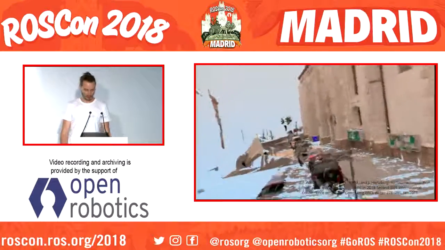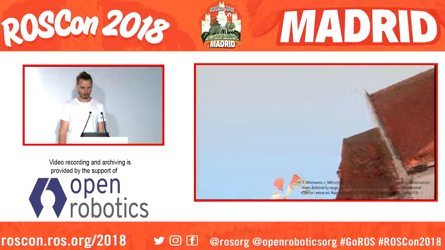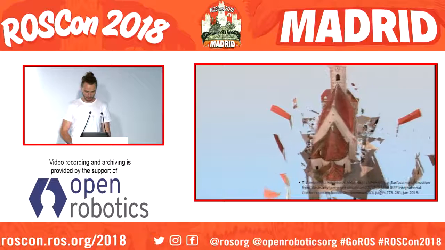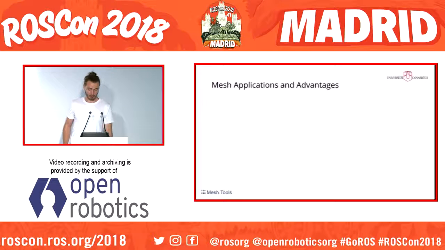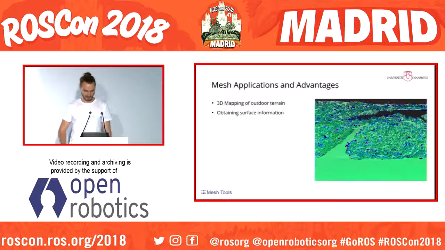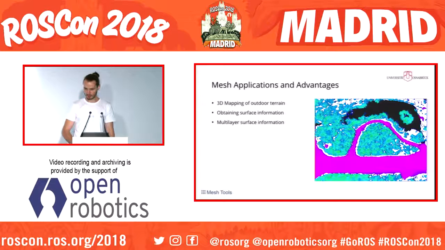Now, our idea was bringing that to the ROS world, because I think there are many applications for ROS dealing with meshes. And why should we do that? The advantages of meshes are, for example, 3D mapping in outdoor terrain, and in contrast to other map representations, we obtain the surface information directly. They are also suitable to represent multi-level environments, like multi-story buildings.